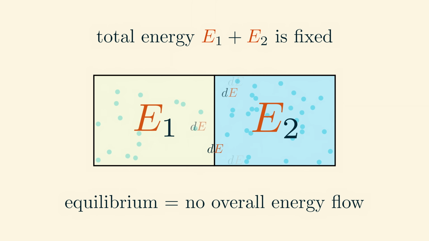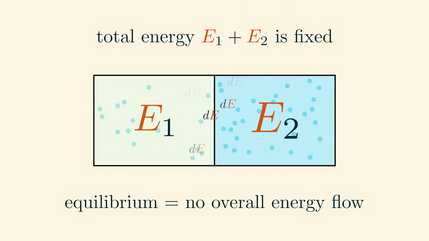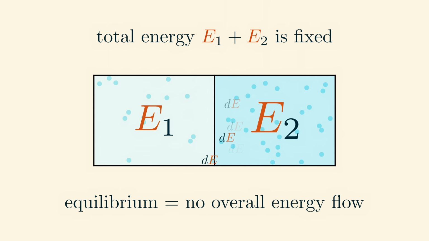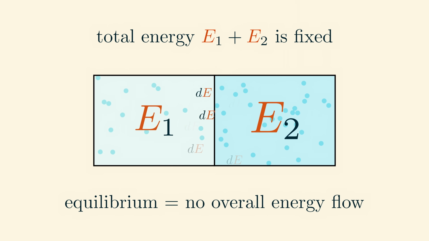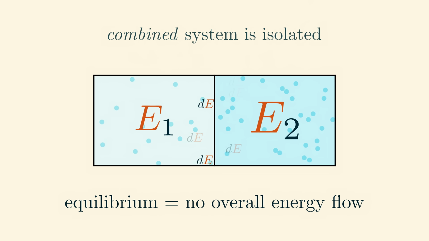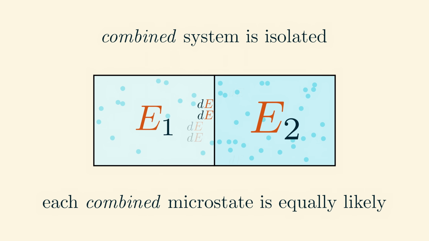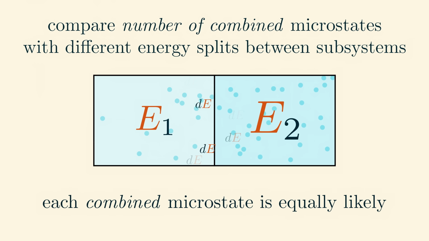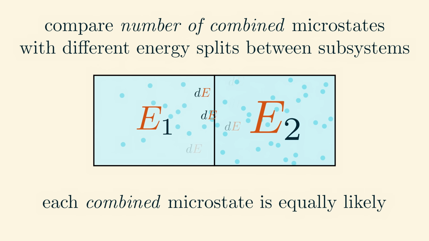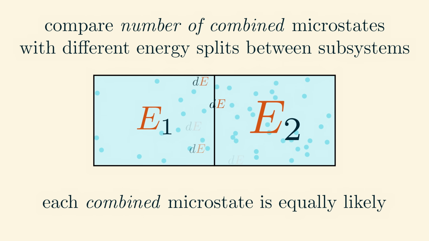These small energy packets will continuously be transferred back and forth randomly, and the system reaches equilibrium when there's no overall flow of energy packets from one system to the other, or in other words, when both directions are equally likely. But what determines the chances that an energy packet will flow from one system to the other? Well, remember that the combined system is in isolation, so each microstate of the combined system is equally likely. This means that we need to understand the number of combined microstates of the combined system with various splits of the energy across the two subsystems.